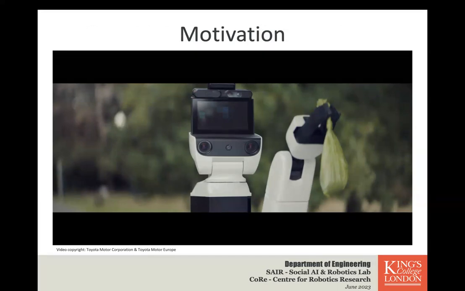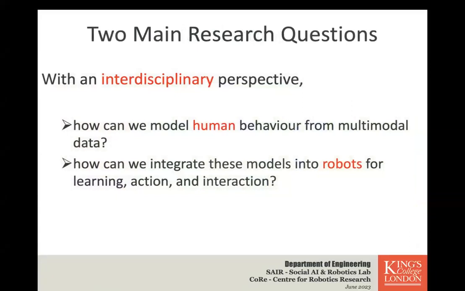where we see robots helping us in this manner. So in this talk, I'm going to focus on two broad questions: how we can model human behavior from multimodal data, and then I will show some examples of how we can integrate these models into robots for learning action and interaction. Of course, this is an interdisciplinary problem, and this will also require us to work with international researchers from other disciplines.